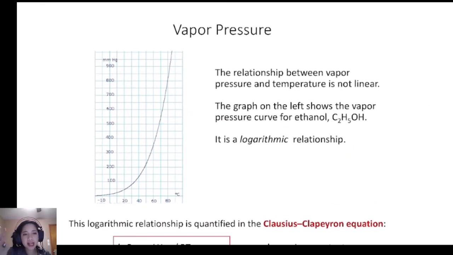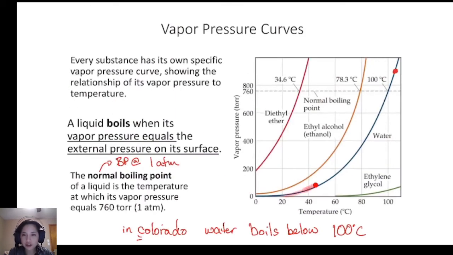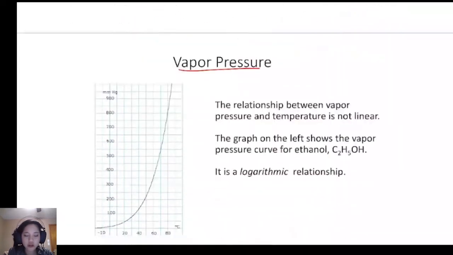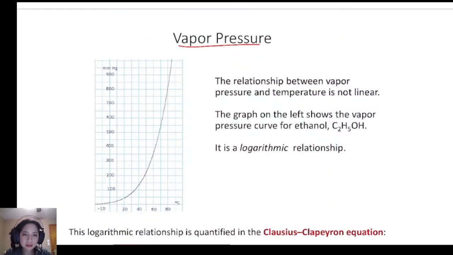So if we take a look at the vapor pressure curve mathematically, you'll see that the relationship between vapor pressure and temperature is not linear. All right, so if you look back, these are all curved graphs. It's not like a linear graph. So if we want to inspect it mathematically, we can't use a linear line. We have to use something else. So let's see what that is.